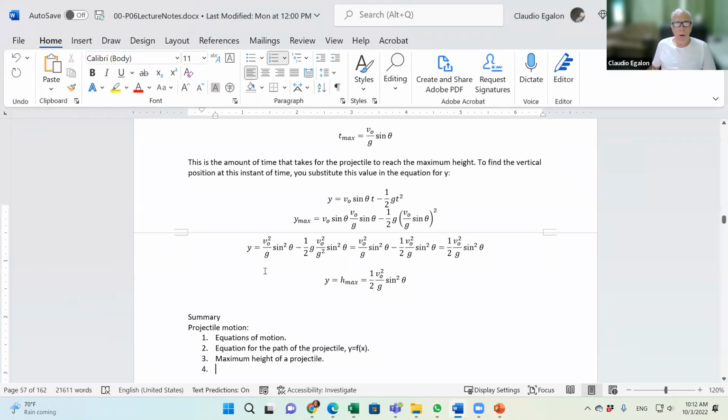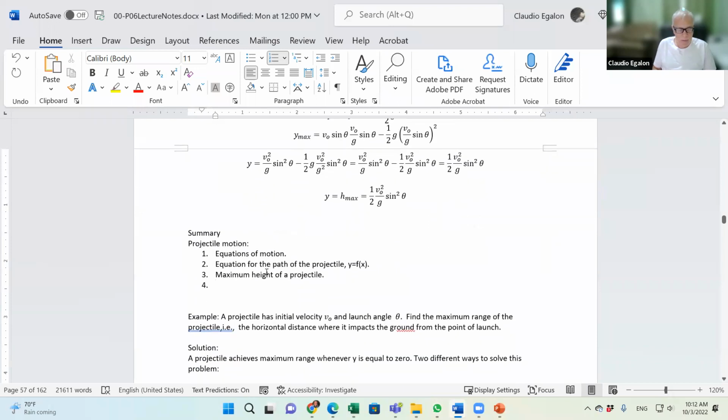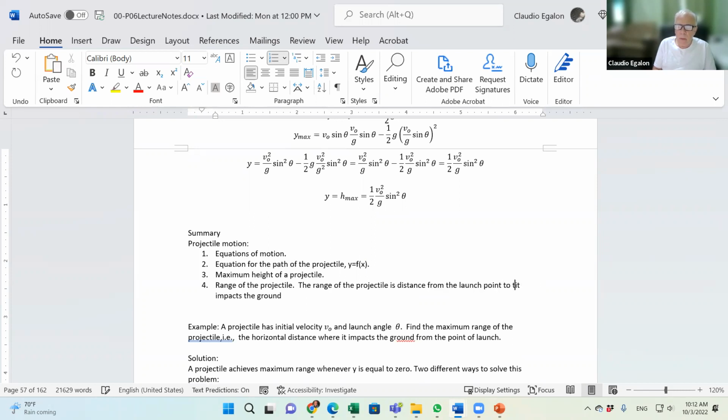And now we're going to do another different type of problem using those equations of motion of the projectile. It's going to be the range of the projectile. What's the range of the projectile, right? The range of the projectile is the distance from the launch point to the point where it impacts the ground. Okay.